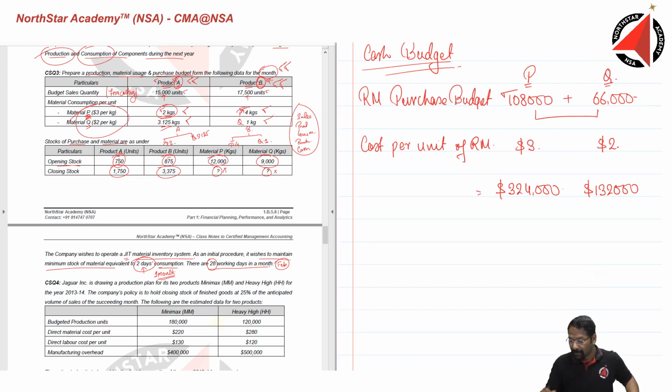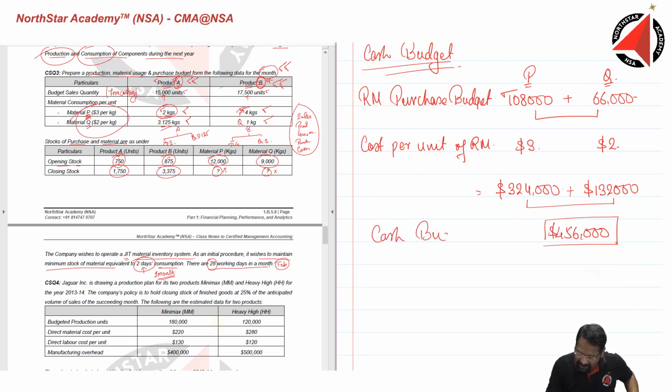Since this is product P and this is product Q, I can't add these two numbers. But since this is dollars and this is also dollars, I can add both numbers and present one consolidated cash budget for raw material. Can I do that? Answer is yes, both are in dollars, of course. So you can do $456,000. This is the cash budget.